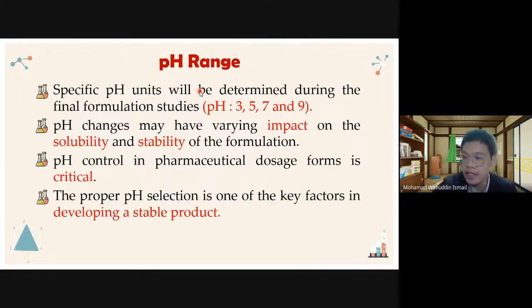Next, the pH range within the formulation, which we must ensure because it will be put in the human body. Specific pH units will be determined during the final formulation studies: 3, 5, 7, and 9.